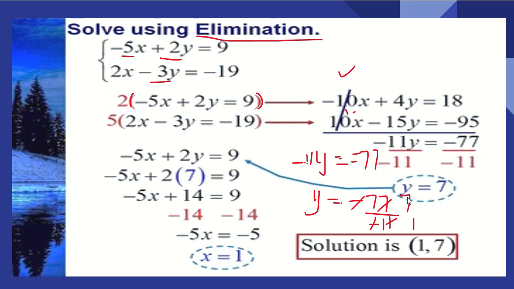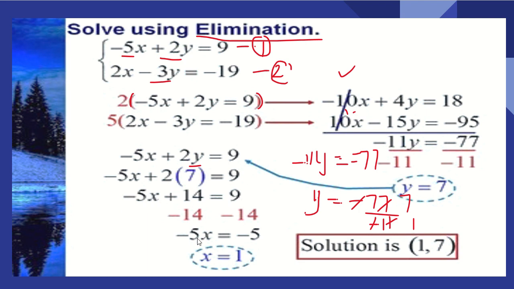Next what I'm going to do is substitute this y in any one of the equations. You can do it with either equation 1 or equation 2. Here I'm going to substitute in equation 1. Minus 5x plus 2 into 7, in the place of y I'm substituting 7, equal to 9. So minus 5x plus 2 into 7, which is 14, equal to 9.